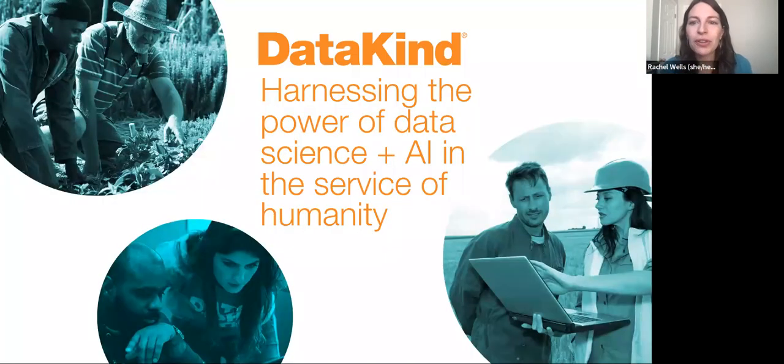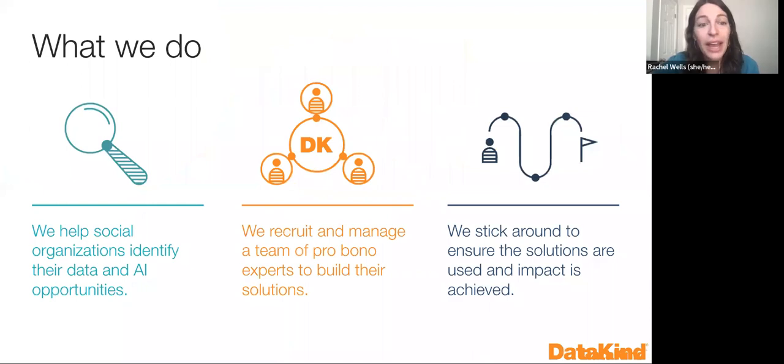So we are a global nonprofit that works with volunteers and partner organizations with the mission to harness the power of data science and AI in the service of humanity. And we help social organizations identify their data and AI opportunities, which is the main thing that we'll be talking about today. But we also recruit and manage teams of volunteer experts to actually build those solutions and then stick around afterwards to partner with organizations who have their solutions built and make sure their impact is achieved. And some of you might be in that camp here who have partnered with us in the past, and some of you might be completely new to the idea of exploring a project in DataKind's scoping process.